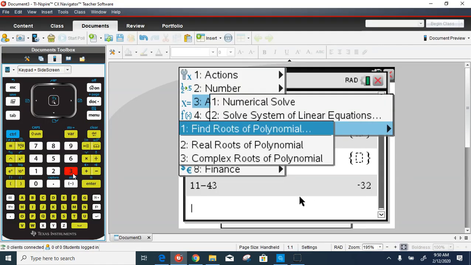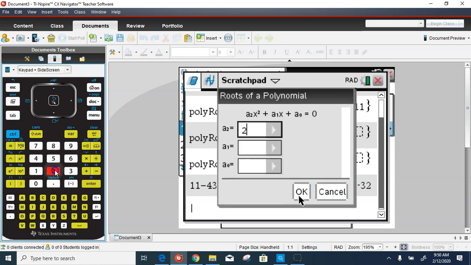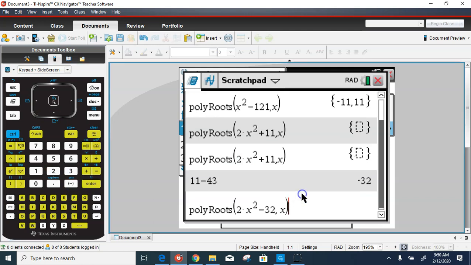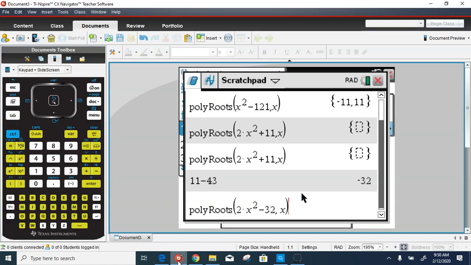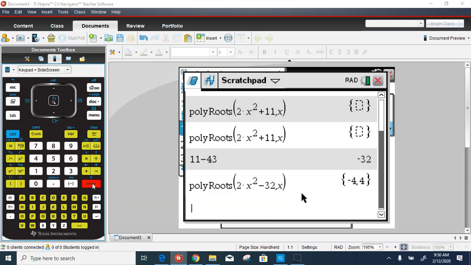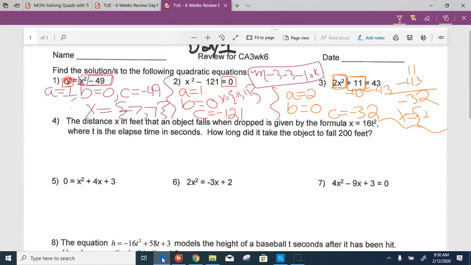Menu 3, 3, 1, enter. 2, 0, negative 32. Enter. Okay. 2x squared minus 32. That's exactly what I get when I subtract the 43. So my solutions are at negative 4 and positive 4.